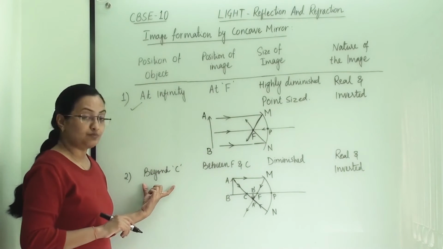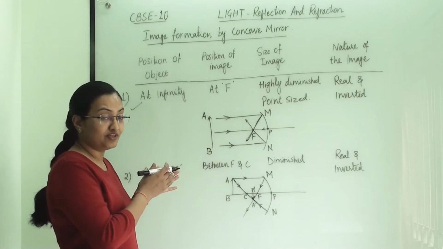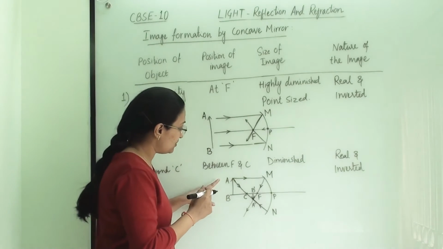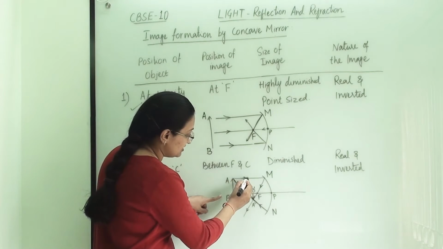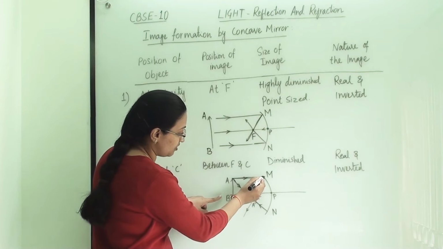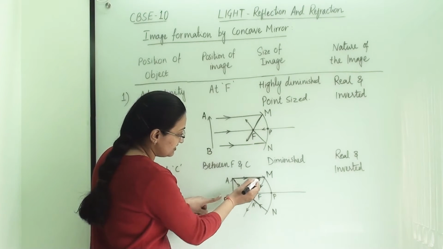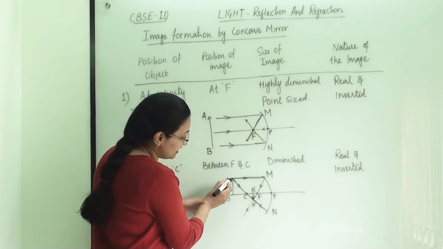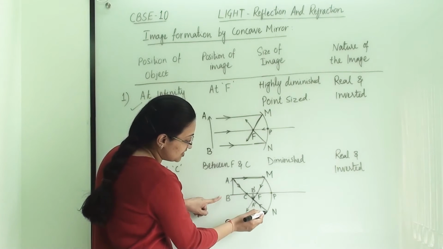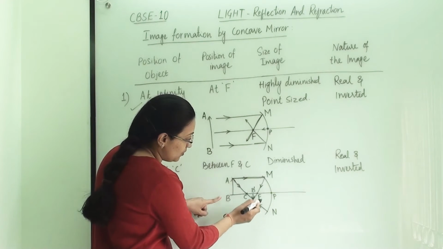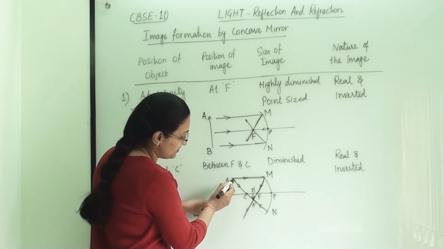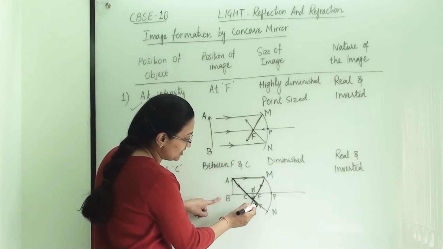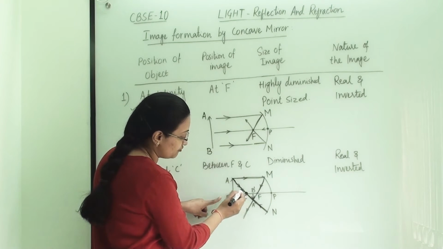Second position is beyond C. Not at infinity but beyond C. When we keep the object beyond C, these two rays are incident rays. One ray is going towards the concave mirror at the edge over here, and another incident ray is going towards this edge. They are reflecting from here, so these are the reflected rays. And this ray, while going towards this edge, is passing through C.